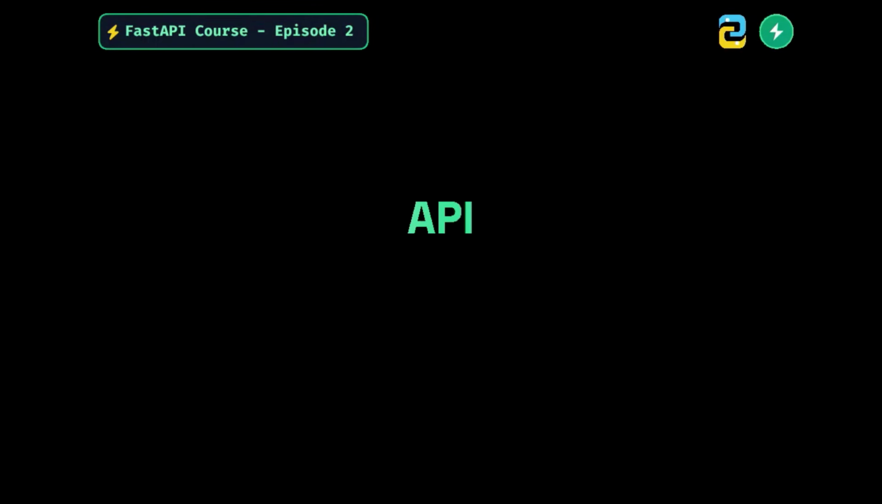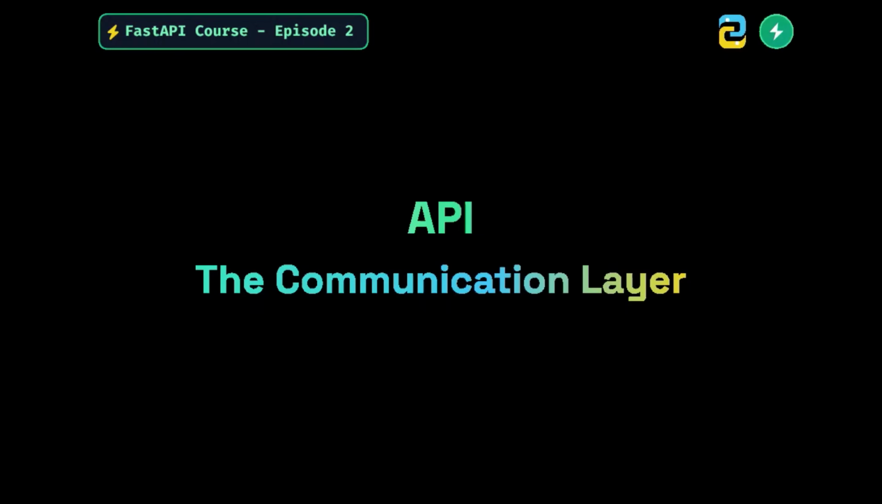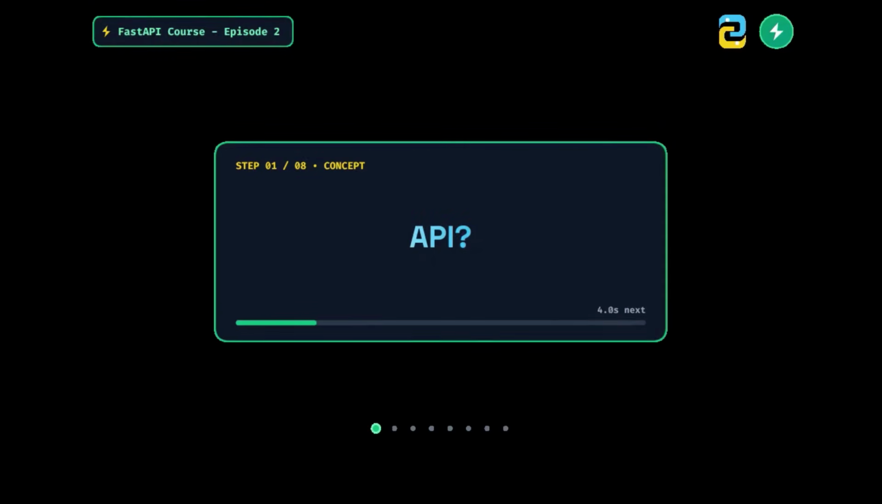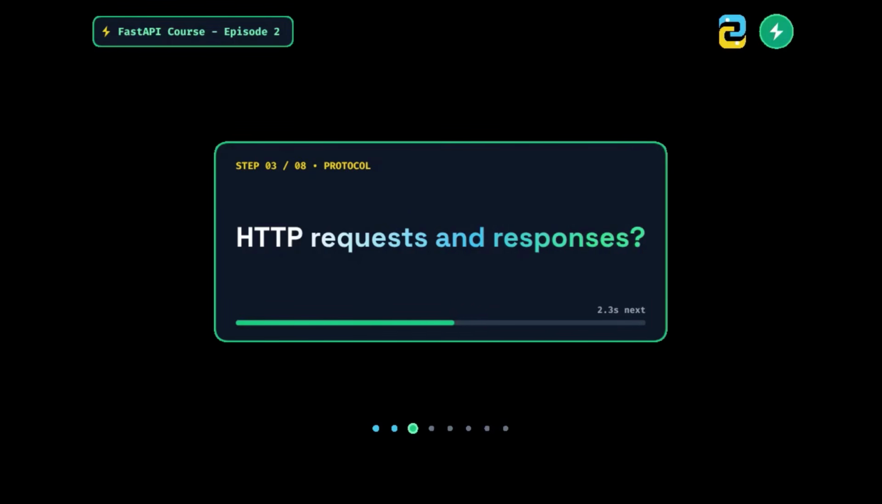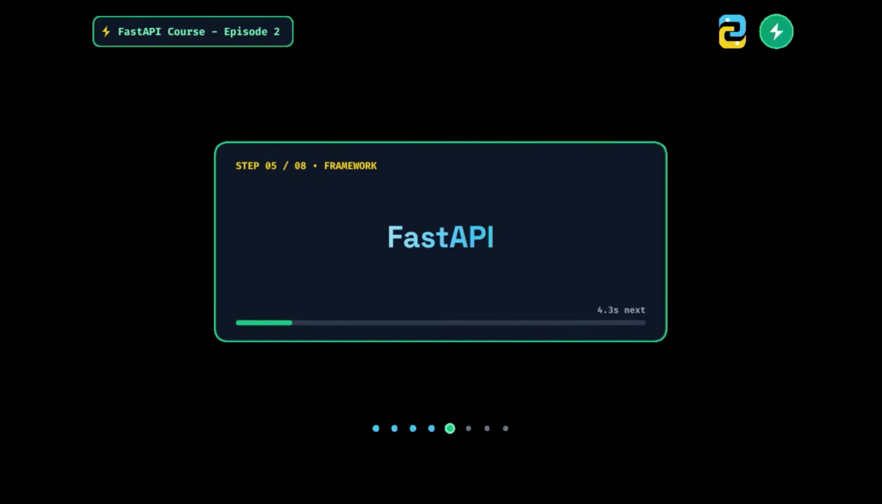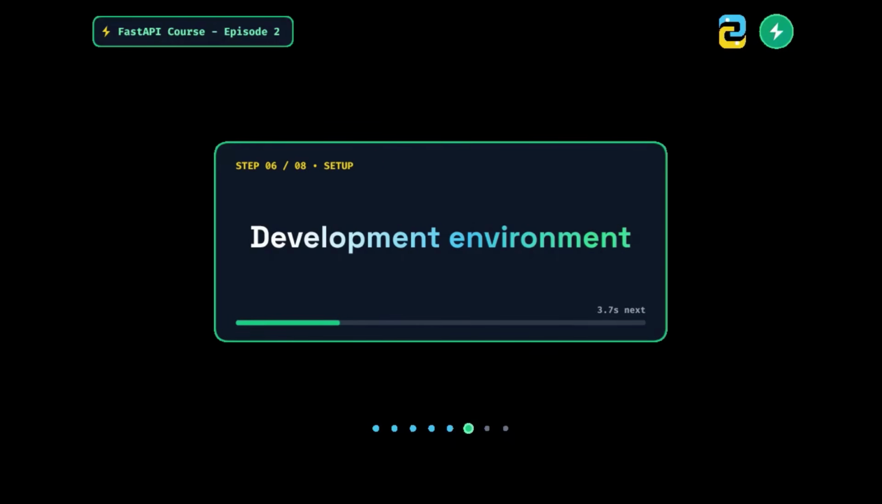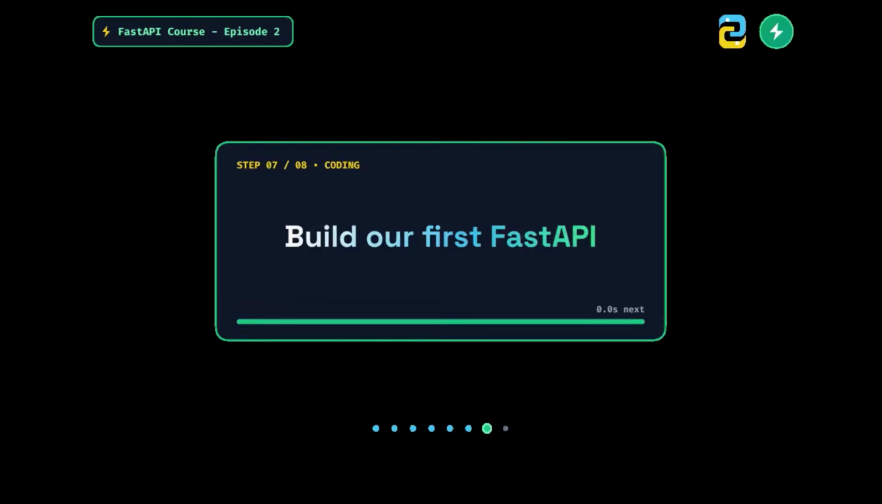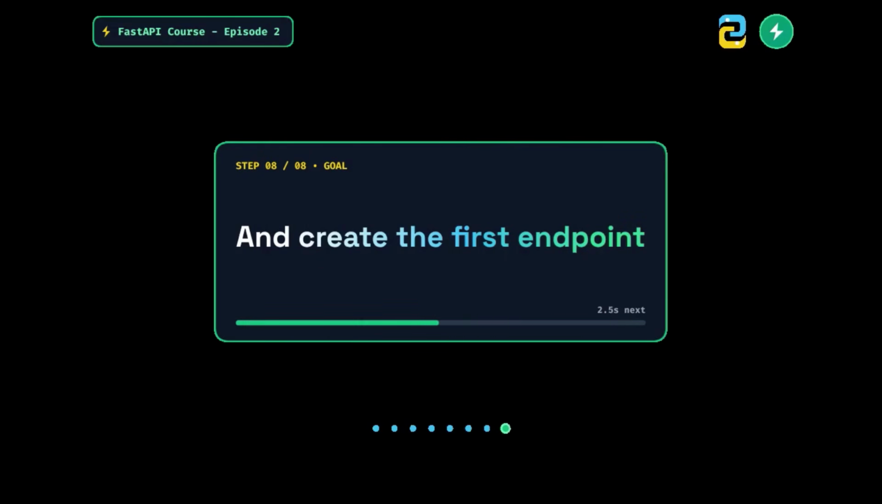Now, I want to build your mental model of APIs and FastAPI before we start adding more advanced functionality. We will first understand what an API is, how clients and servers communicate, what HTTP requests and responses look like, and how endpoints work. Then I will introduce FastAPI and explain why it is particularly useful when building AI applications. And finally, we will create our development environment, build our first FastAPI application, and create the first endpoint for our actual project. So let's start with the most fundamental question.